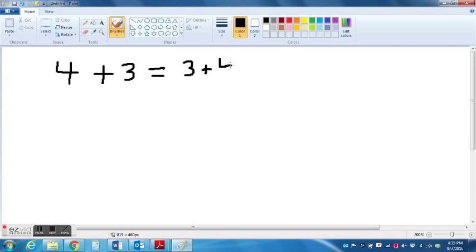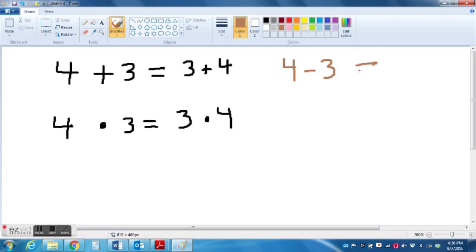Addition is commutative. 4 plus 3 is the same as 3 plus 4. Multiplication is also commutative. 4 times 3 is the same as 3 times 4. But subtraction, same numbers, being negative is not the way to commute. So 4 minus 3 is not the same as 3 minus 4.